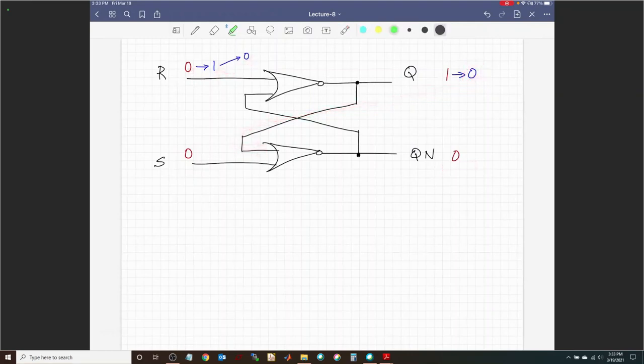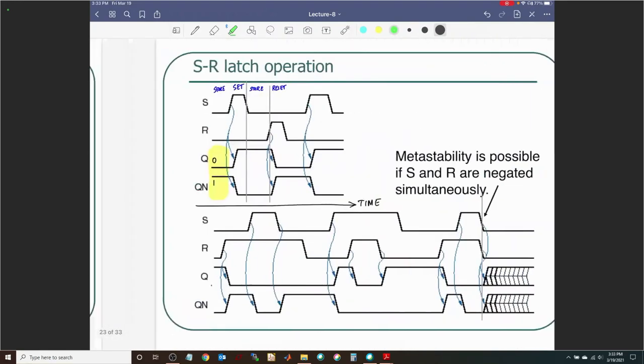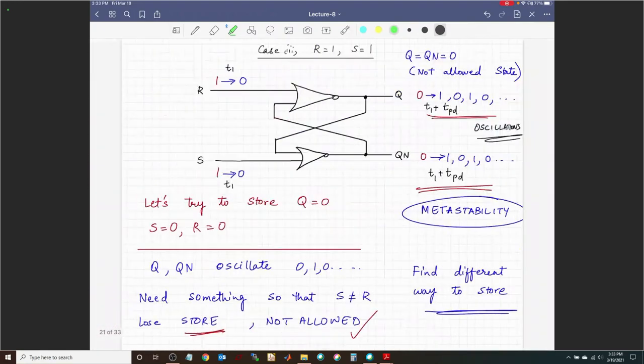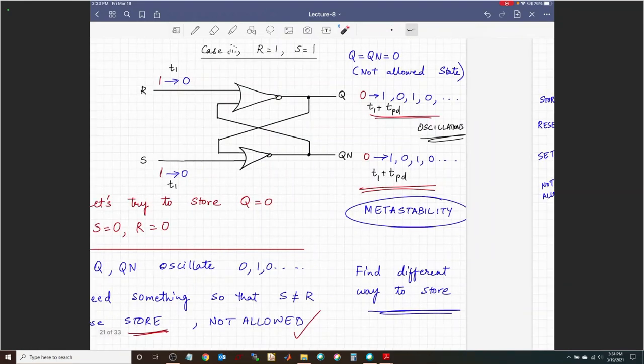My state now is R is 0, S is 0, Q is 0, Qn is 0. What is that? That is exactly what my problem state was, right? 0, 0, 0, 0. I have kind of recreated that same not allowed state we are trying to store, which ended up in metastability. I recreated that because I did not allow that change in R to be reflected at both outputs. I only allowed it to get reflected at one of the outputs. Do you guys see that?